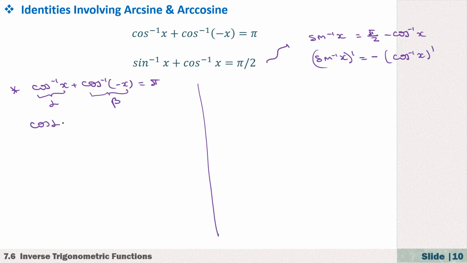That is cosine of alpha, which is equal to x. The second part is cosine of beta is equal to minus x, right? So what is the difference here? The values of this x and y, right? I mean, cosine of alpha and cosine of beta only differ by a factor of -1.